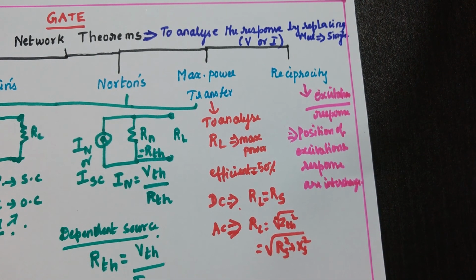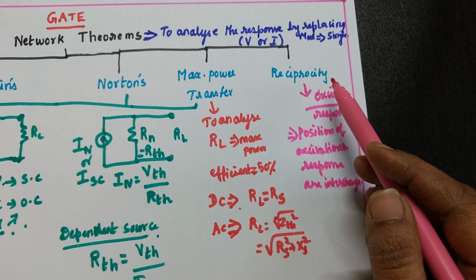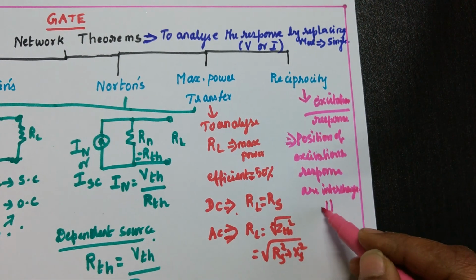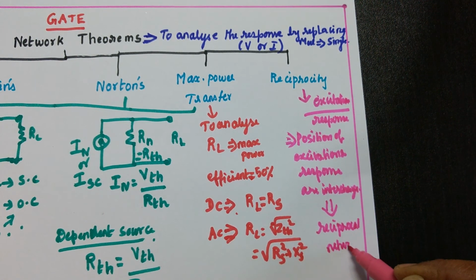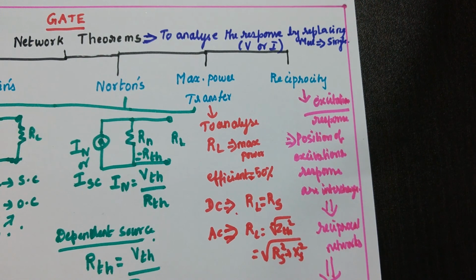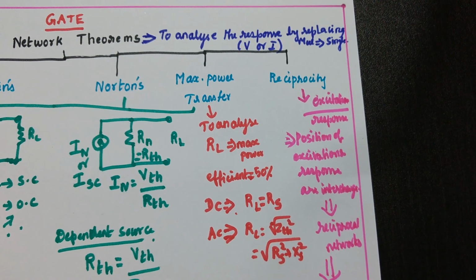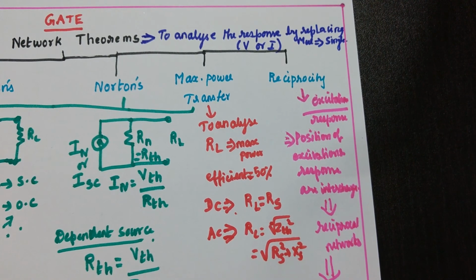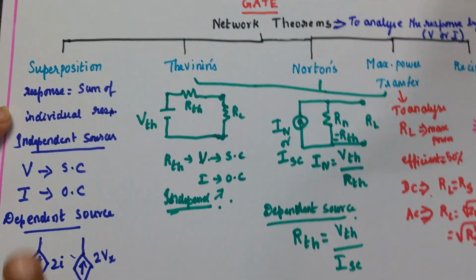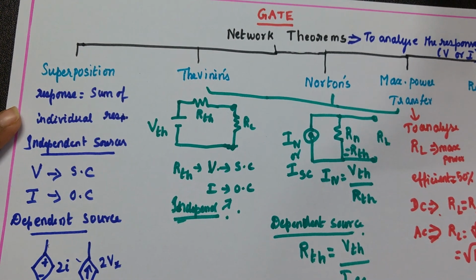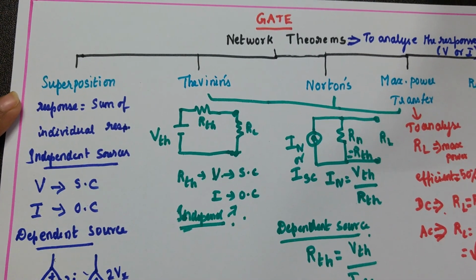The circuit or network which satisfies this reciprocity theorem is called a reciprocal network. And this theorem is not applicable for dependent sources. If a circuit contains any dependent source, it cannot be applied. So that's all about the introduction of the theorems. In the upcoming videos, we will solve some problems based on these theorems. That's all. Thank you.